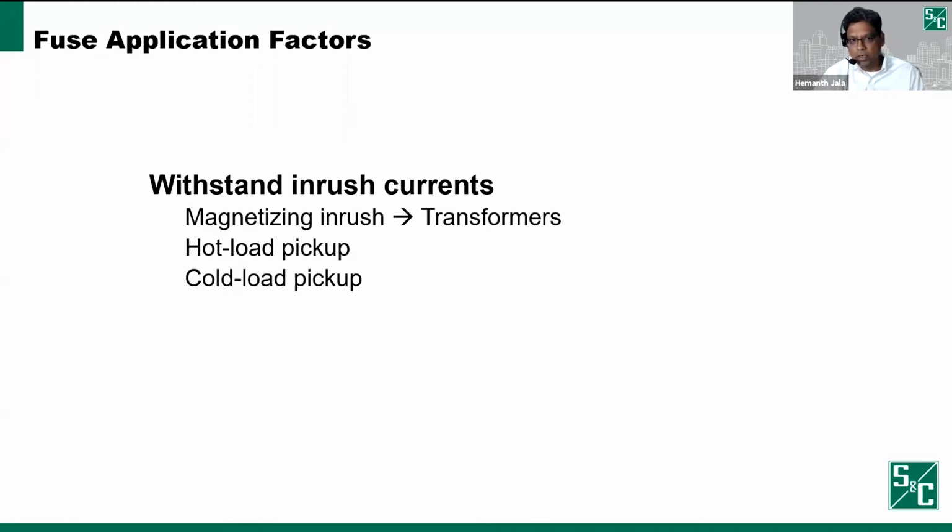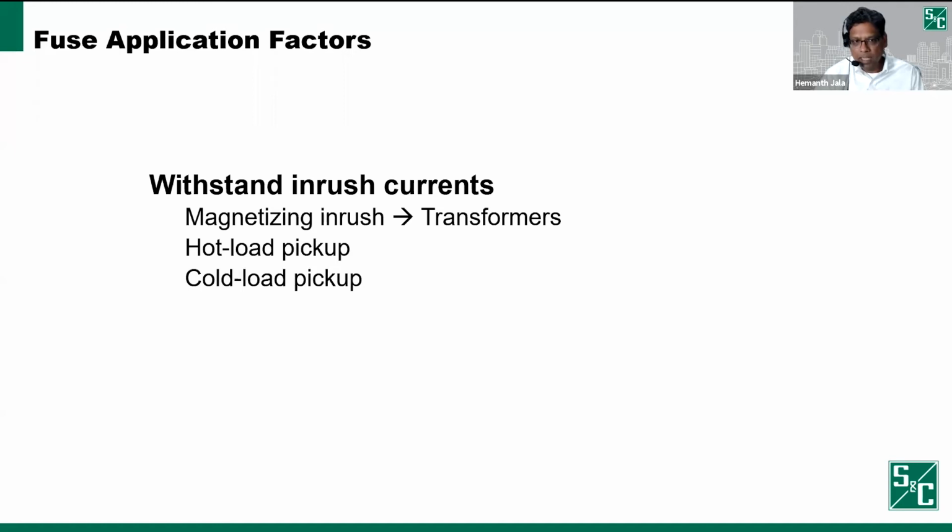The next important thing that comes into play when you're selecting a fuse is that you need to make sure it can handle the inrush currents that are associated with transformers, or hot load and cold load pickup. Hot load and cold load pickup come into play when you have reclosers on the system, and reclosers go through a sequence of operations where they open and close 3 times or 4 times. So when they open and close, they're picking up that load.